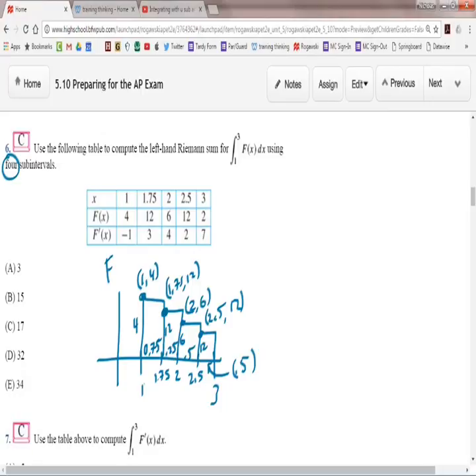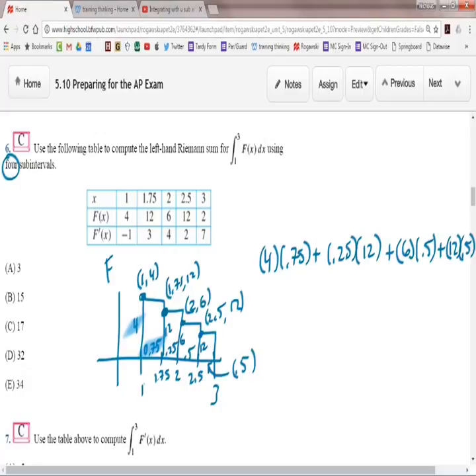So we know how to find the area of a rectangle. We just take one side and multiply it times the other side, base times height. So that's what I'm going to do for each of these. So we're going to go 4 times 0.75 plus 0.25 times the height of that one, which was 12. And the third rectangle, we have a height of 6, then we multiply that times 0.5. And the last one, we have a height of 12, we multiply that times 0.5 again.